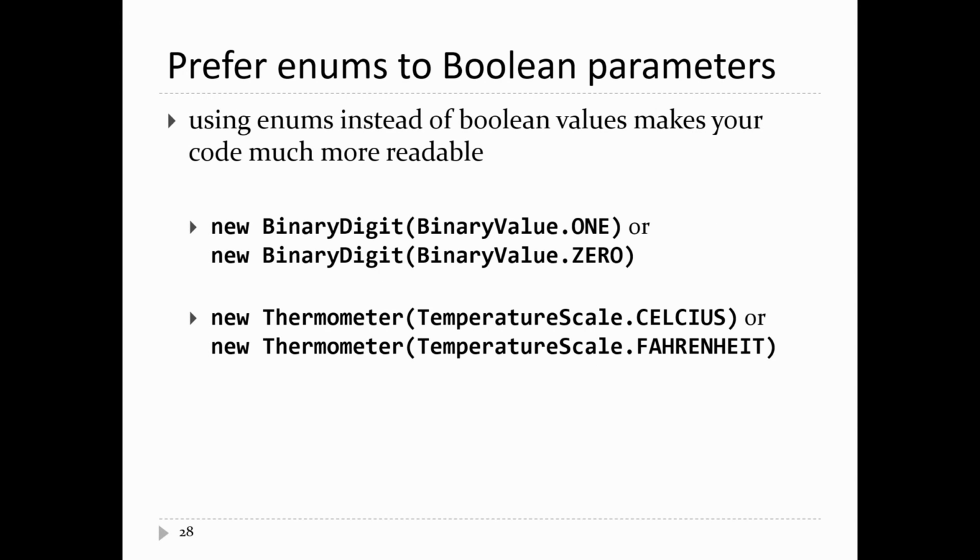Whereas if you used enumerations to represent 1 and 0, or Celsius and Fahrenheit, there's no doubt about what's happening here. That's a new binary digit whose value is 1. That's a new binary digit whose value is 0. That's a thermometer that measures in Celsius. That's a thermometer that measures in Fahrenheit. It's absolutely crystal clear what's going on here, as opposed to thermometer true, thermometer false. So using enumeration constants makes your code much easier to read. It makes it harder to write, notice you've got to write a lot of stuff here to indicate that you wanted a thermometer in degrees Celsius. But later on, it's much easier to read.